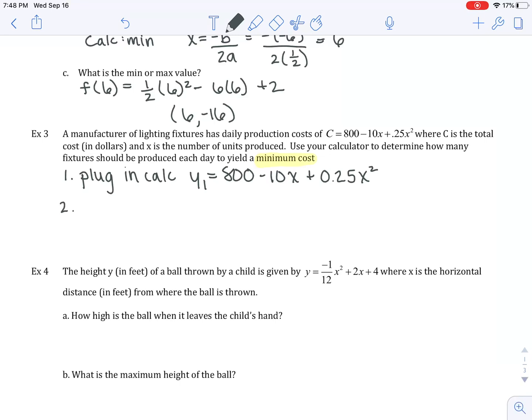Step 2 is going to be hitting the second trace button and hitting the minimum, okay? Then go to the left bound, go to the right bound. If you cannot see it, it's because you have to mess around with your window. I noticed that this has a y-intercept of 800, so I definitely need to change my scales. Here's my hint. If you are not good at changing your windows, okay, if you hit zoom, I believe it is 0 now. That's the zoom fit.